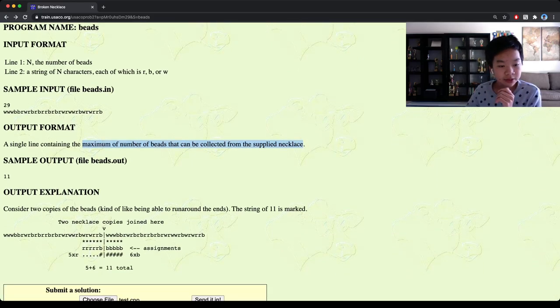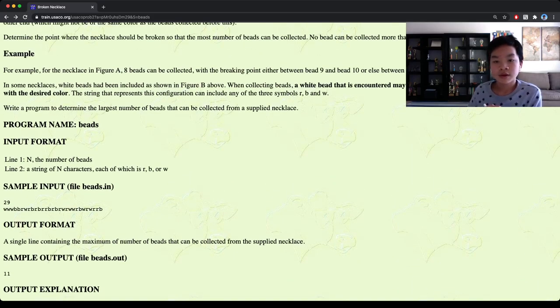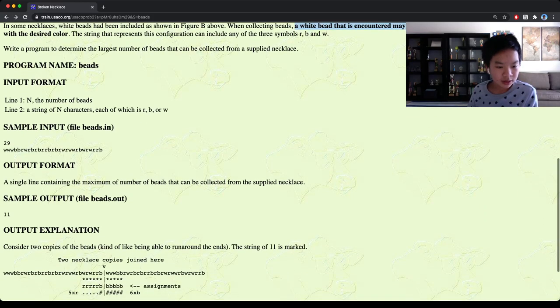To calculate that, we're supposed to split the necklace at any point, and then calculate the number of consecutive beads that are the same on the left and the right. For this example, the best solution would be to split over here, where you could calculate your reds and your blues. And one more thing: a white bead can be painted as either red or blue. So over here, these three whites would be painted as blue, and this white and this white will be painted as red.